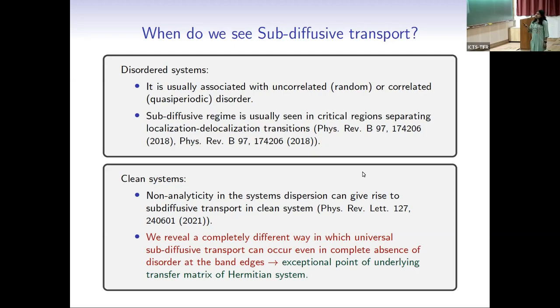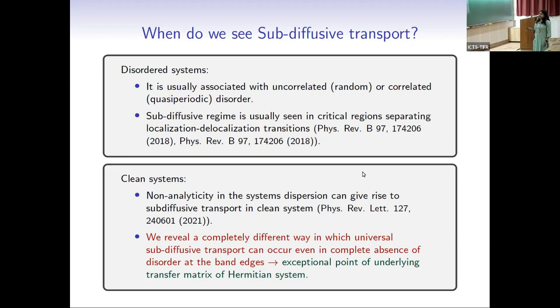So can we see subdiffusive behavior in a clean system? We have done this in two works by us. If we look at the open clean system, the subdiffusive behavior can arise because of non-analyticity in the system dispersion. This paper was published in 2021. And here I'll talk about this work.